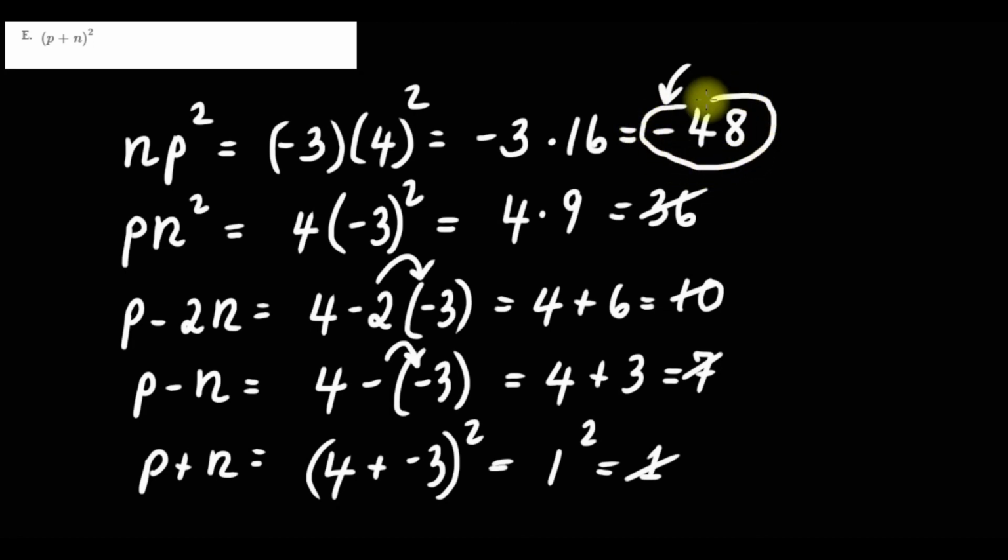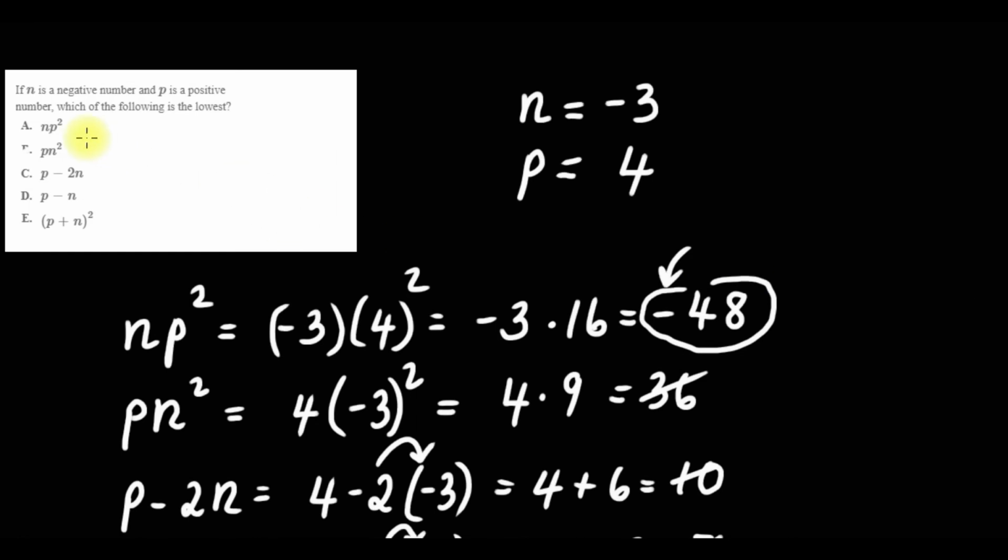It's the lowest number of all the expressions given to us. So we would pick A as the correct answer for this one. Okay, so let's look at the next ACT problem here.